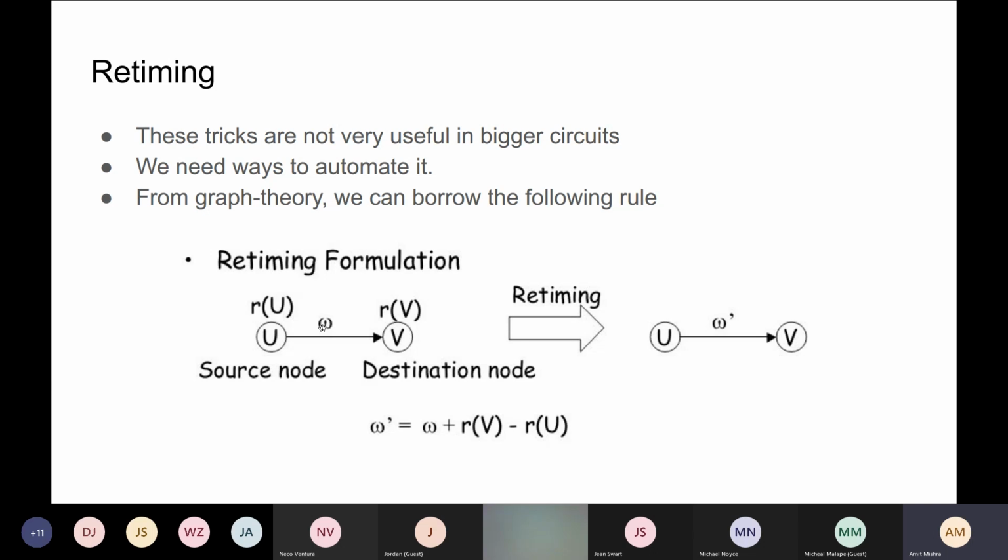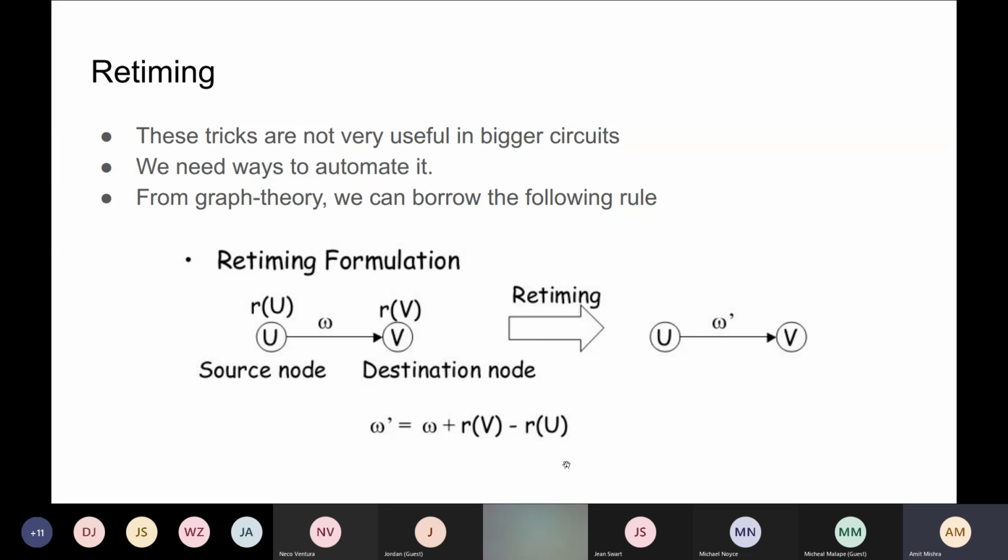After retiming, you change the W to W dash, where W dash is equal to W plus RV minus RU. And remember that these RVs and RUs are those randomly assigned numbers to each of the nodes. So you assign the numbers and you apply this transformation. Every edge, or the delay in every edge, is changed using this rule. What it says is that if you assign arbitrary numbers and change the delay in every edge following this rule, then the functionality of the graph remains the same. That does not change.